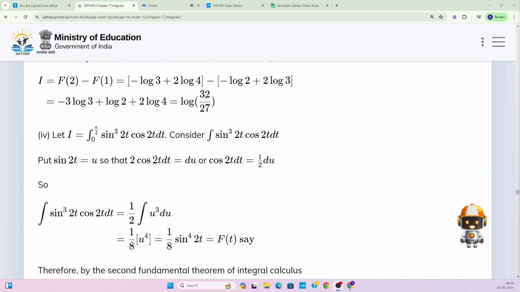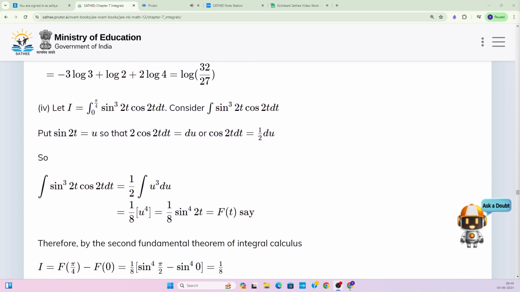Okay, now the fourth example says, if I is the definite integral from 0 to pi by 4 of sin cube 2t cos 2t, then how are you going to find it? Quite simple. So first of all, find the indefinite integral of sin cube 2t cos 2t dt. Okay, now put sin 2t equals u. This means du will be 2 times cos 2t dt. This means cos 2t dt is equal to half of du.